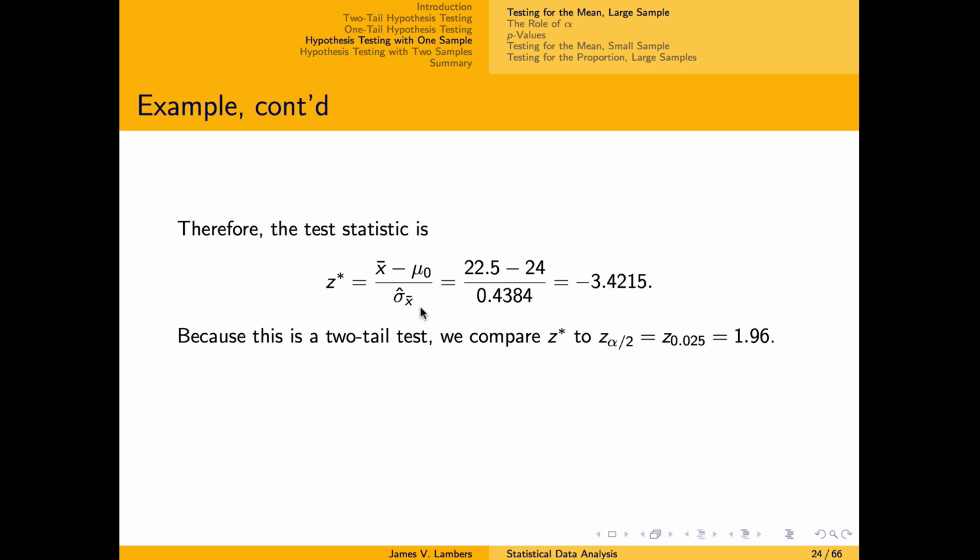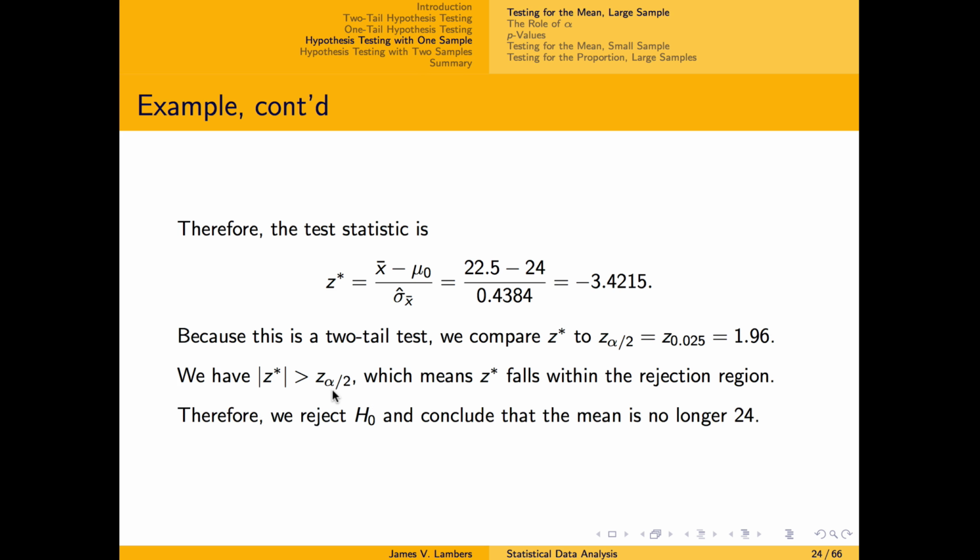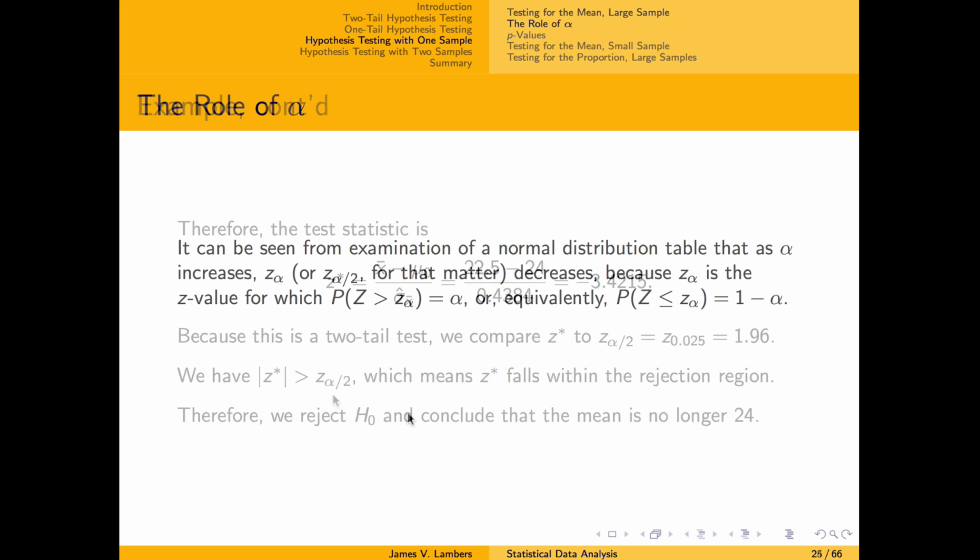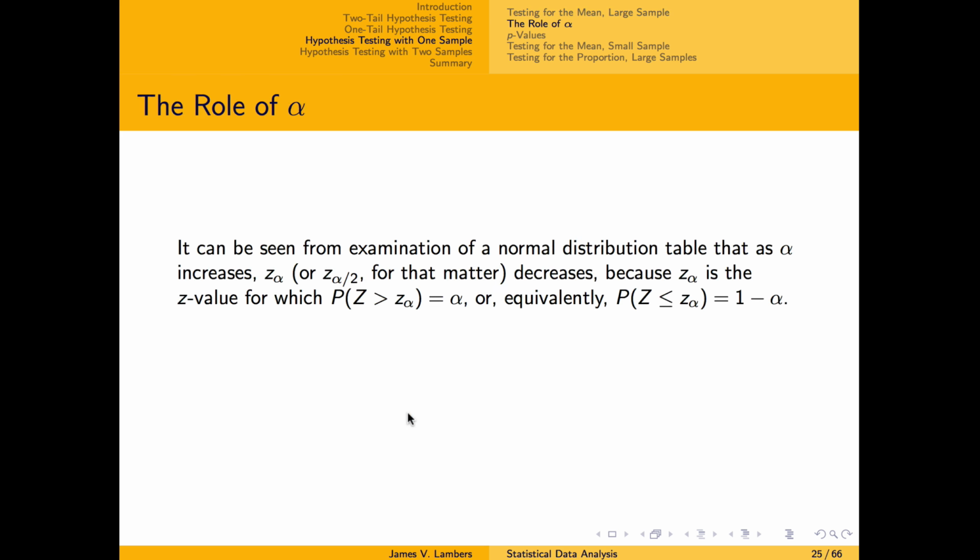This is a two-tailed test, so we need to compare this to z sub alpha over 2. Specifically, we need to compare the absolute value of our test statistic to this threshold value. As it is greater, it falls within the rejection region. Our conclusion is to reject h0, meaning that the mean number of push-ups is no longer 24. How is a hypothesis test affected by the choice of a significance level alpha?